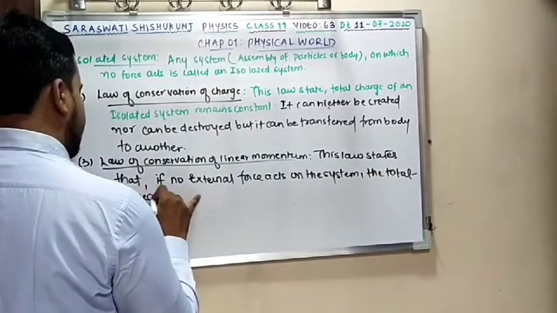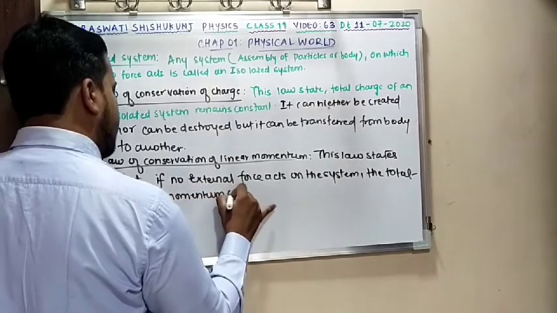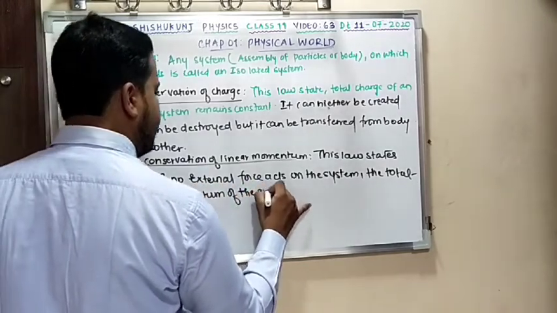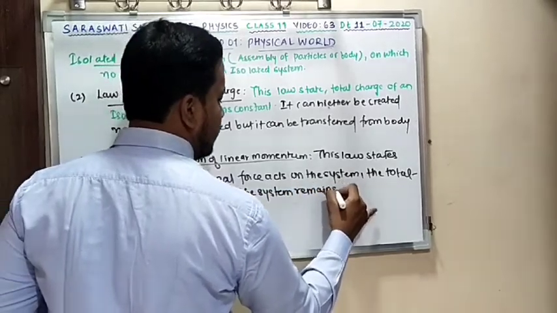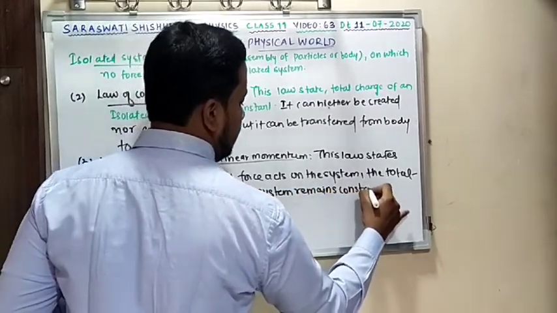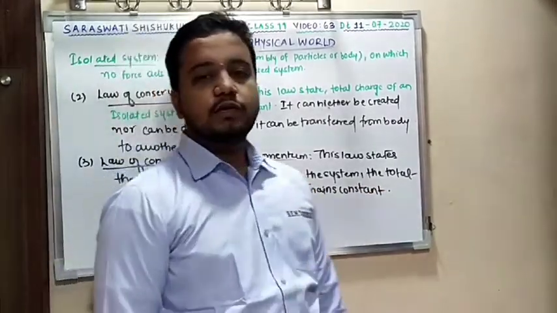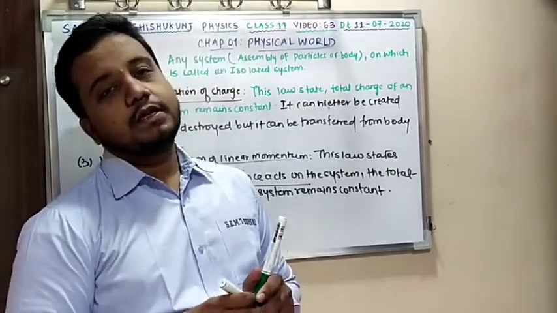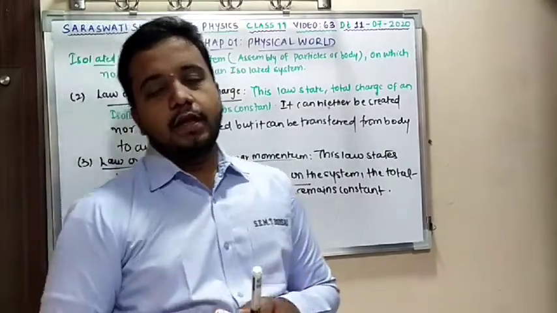Total linear momentum of the system remains constant. Clear? If no external force acts on the system, then you can say the total linear momentum of the system remains constant. This is what the law states. Clear?